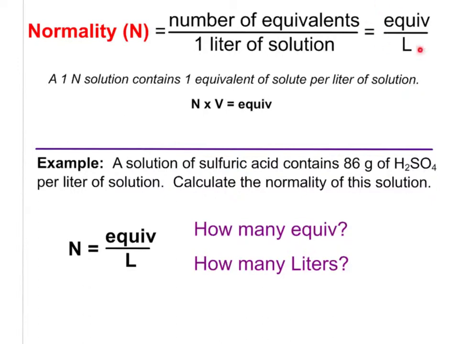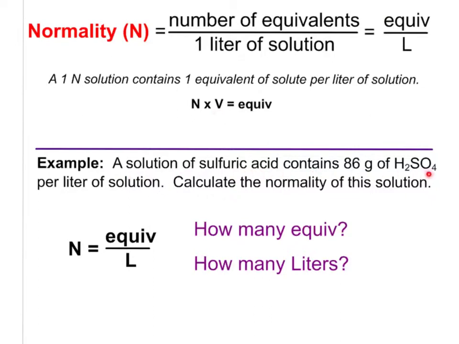Obviously, if you rearrange this equation, you can get that equivalence will equal normality times the volume in liters, only if the volume is in liters. So you can rearrange that to find the equivalence if you're asked to find the equivalence and you're given the normality. So it's a little bit different from molarity.